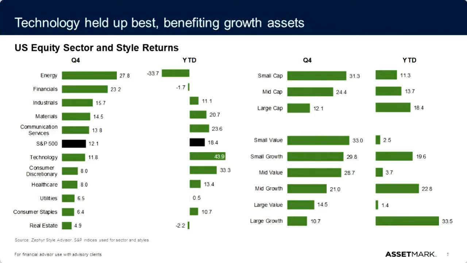On the other side, you're looking at the asset classes, small cap, mid cap, large cap. You can see in Q4, again, small cap did well. Year to date, it was up 11.3, but the real winner was large cap, up 18.4 for the year. Now, you can drop down to the very bottom. You can see the large cap growth was really the big push for large cap stocks and it was up 33.5%.